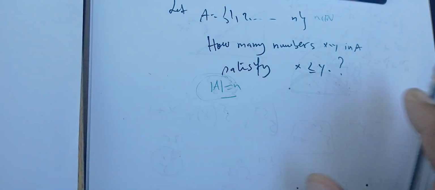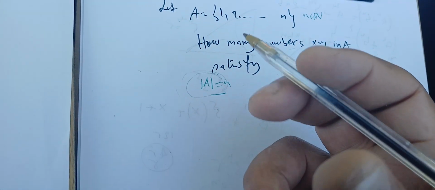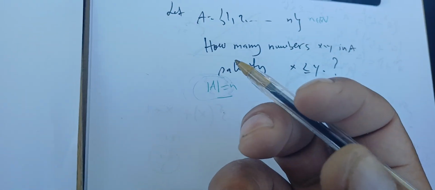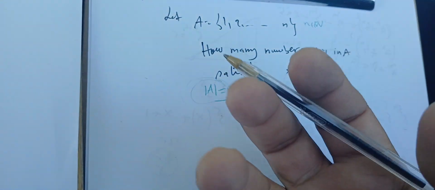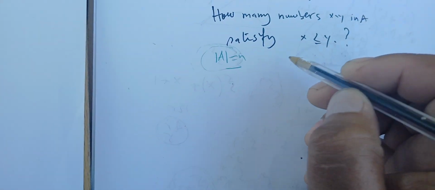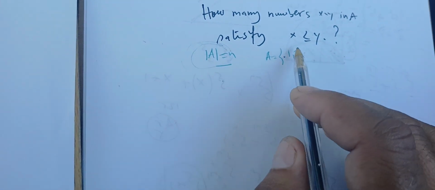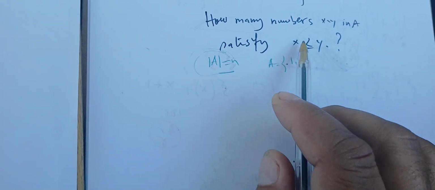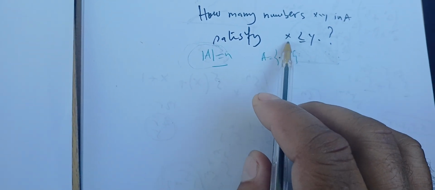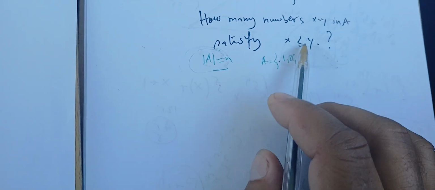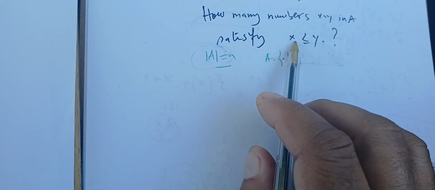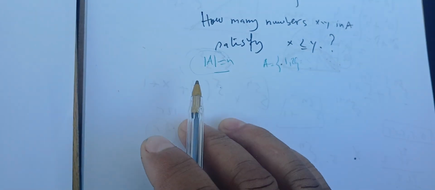Before we do that, we're going to make this smaller. We're going to minimize the problem and work on a sub-problem. So let's make A equal to {1, 2}. Here x can be 1 or 2, and y can be 1 or 2, but we have x less than or equal to y.